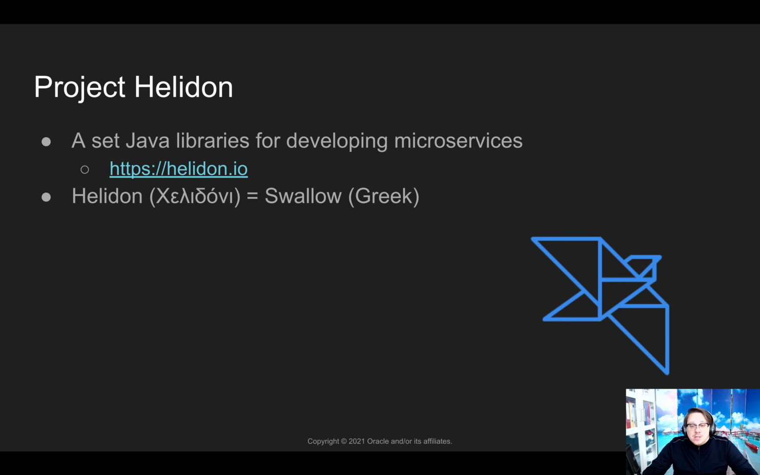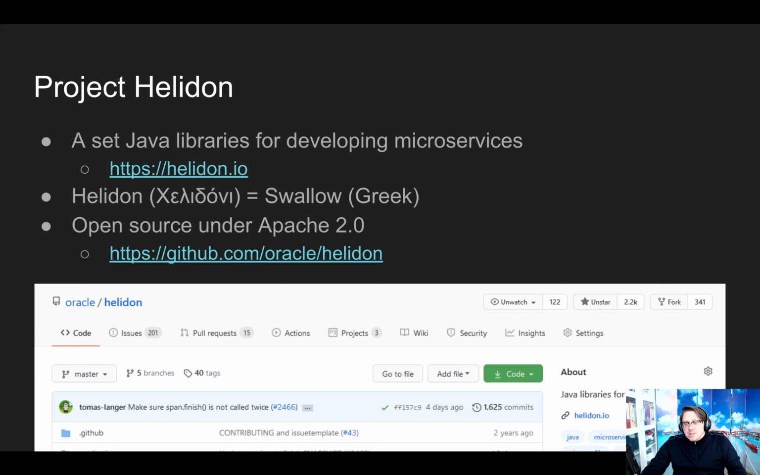You probably ask yourself what Helidon actually is, and in Greek it means swallow, this wonderful small bird, which is probably the best word for describing a microservice. It's very fast, very maneuverable, and the way they fly in flocks is definitely a wonderful explanation of what we see in microservices.